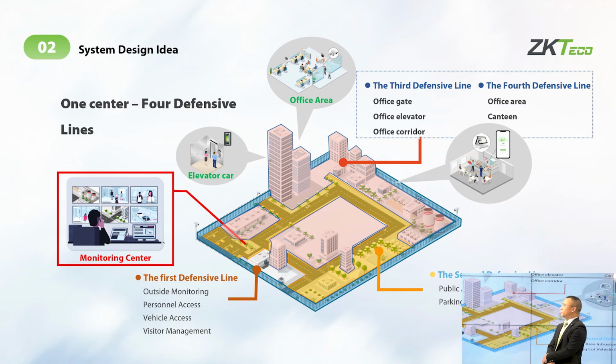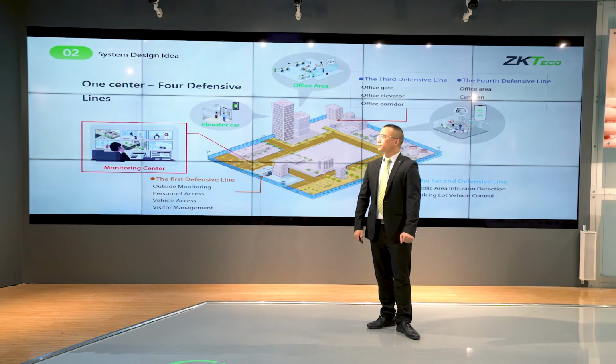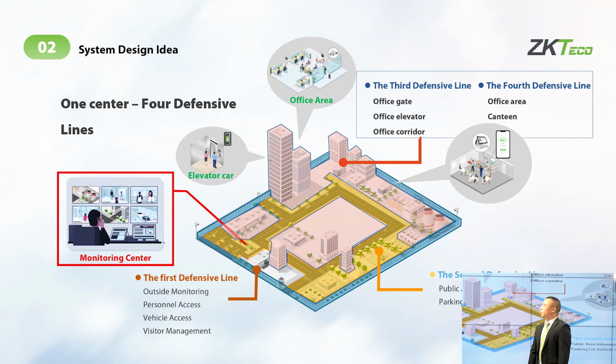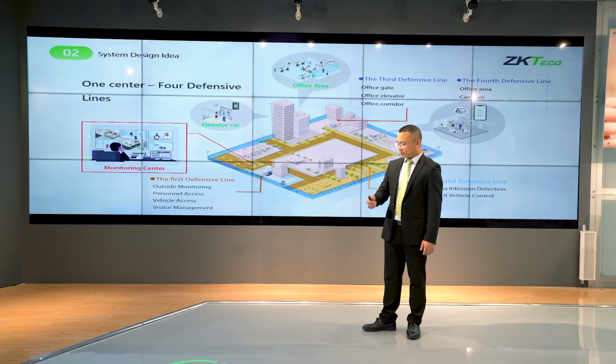The second is for the parking lot side management. The third is for the office gates and the pedestrian management. The fourth one is for the office inside area for security management, like restaurant, canteen, also for financial room, manager room, like this.